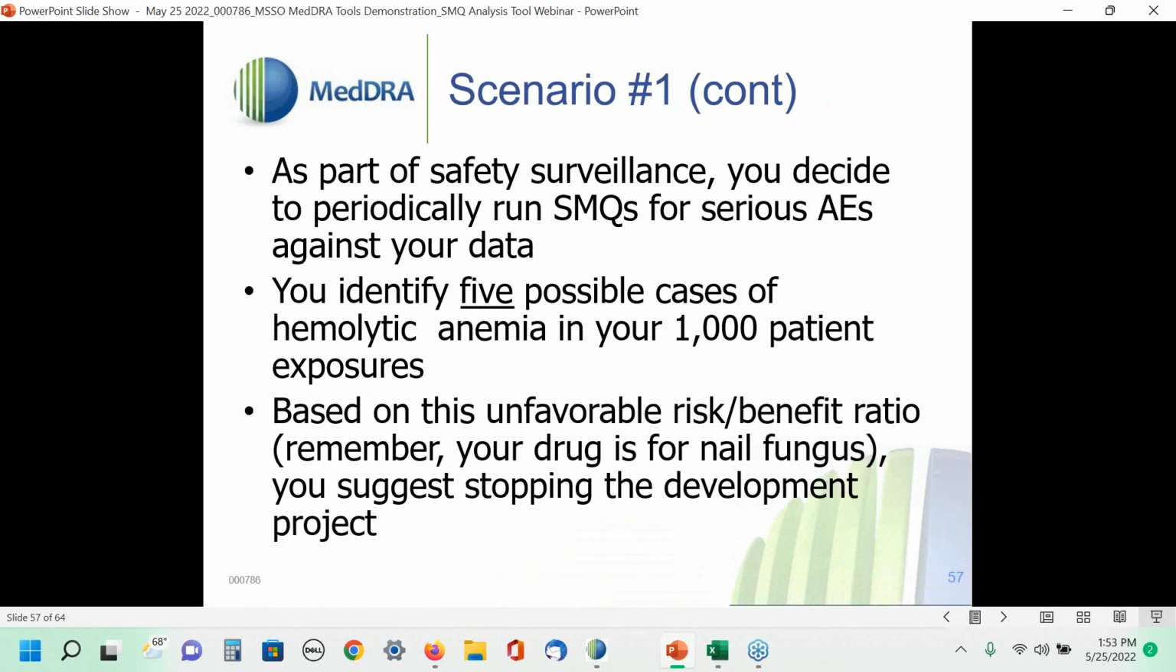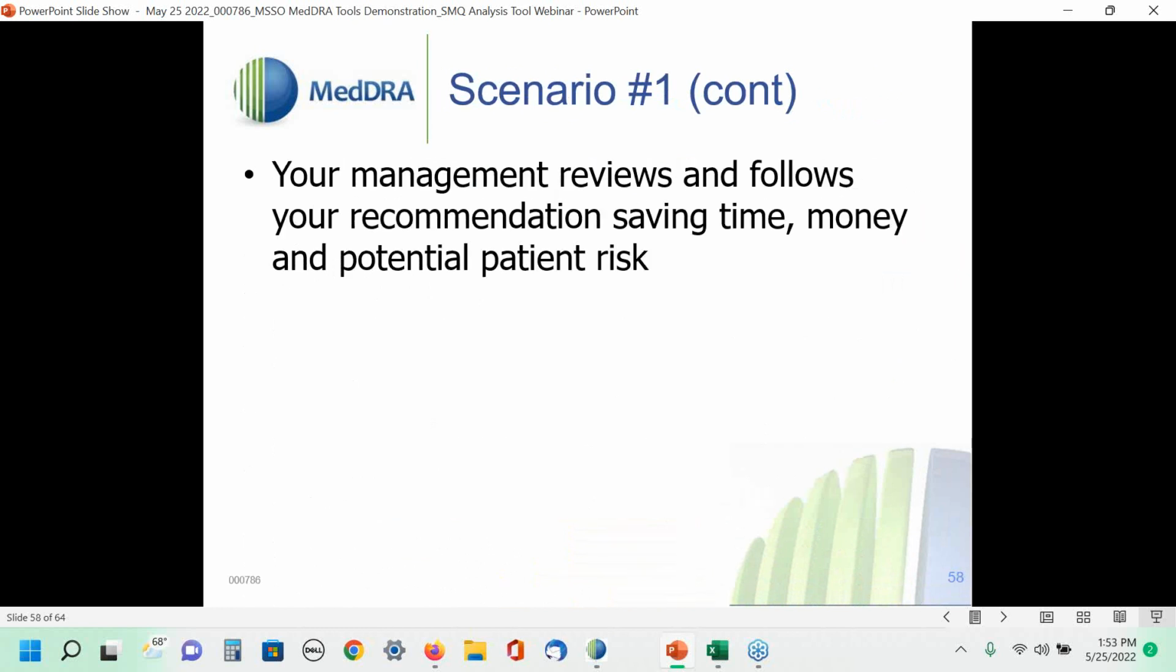of hemolytic anemia. Given the unfavorable risk-benefit ratio, because remember, your drug is for toenail fungus, you decide to recommend to your management that you stop the development of the product. Your management reviews the situation, follows your recommendation, and curtails further development of the product, saving the company time and money and potentially saving patients the risk of potentially developing hemolytic anemia from a product that was designed for a fairly innocuous condition, which was toenail fungus.